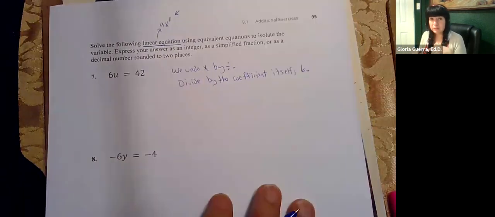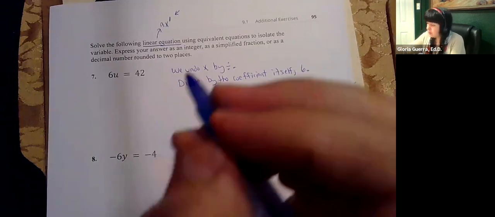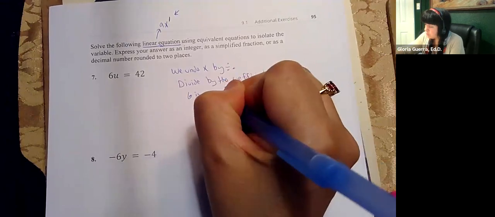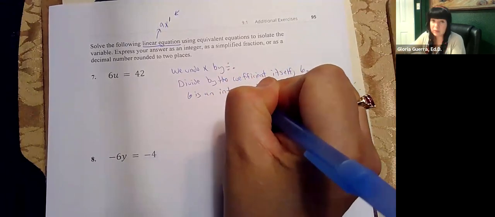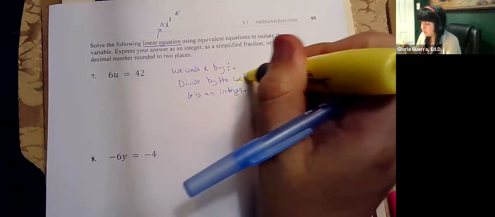Sometimes the coefficient's on the left, sometimes the coefficient's on the right. Also notice how 6 is an integer. I wouldn't make it into a fraction. If it's an integer or a decimal, then you want to use the division property, and that's what we're using. So I highlighted: divide by the coefficient itself.